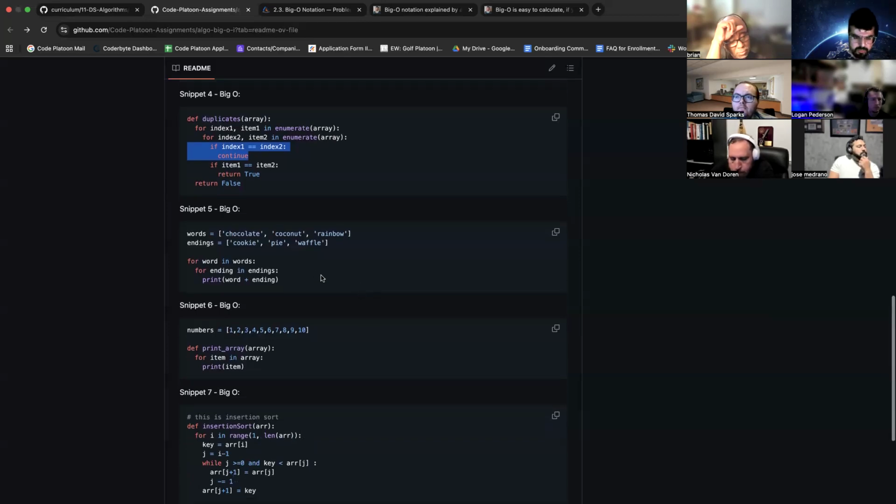Snippet 5, sorry. Snippet 5, what time complexity is it? O(n) squared. It is O of n squared here for the simple fact that words and endings are the same length.